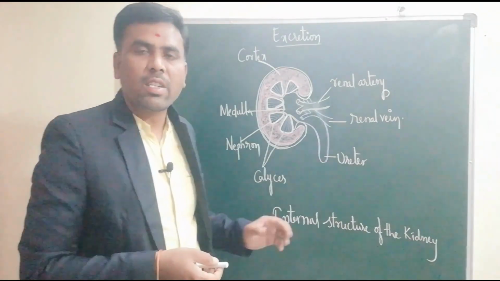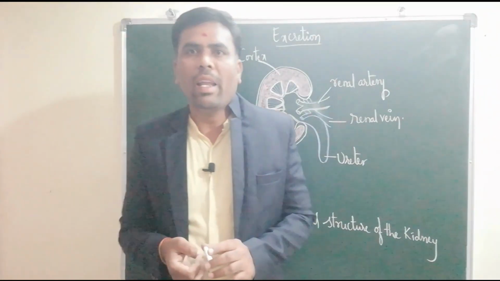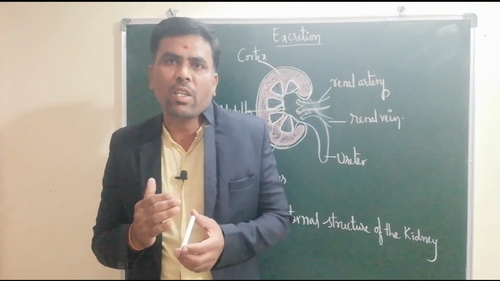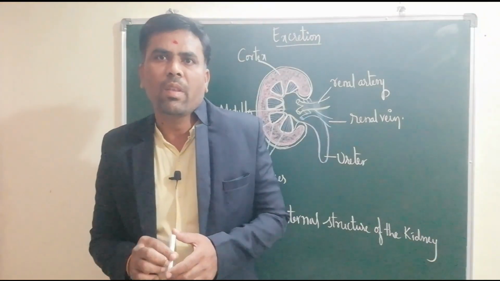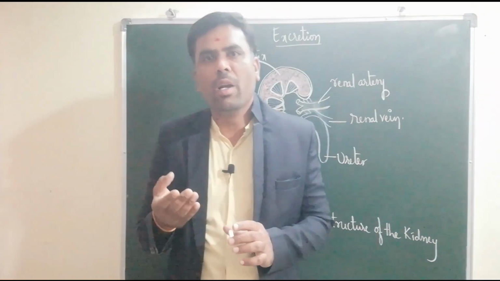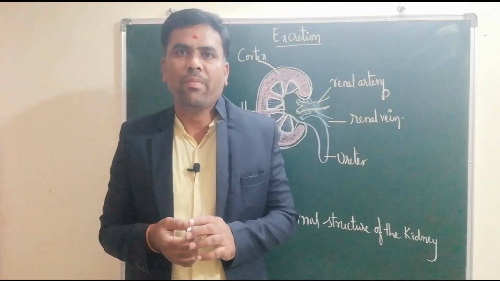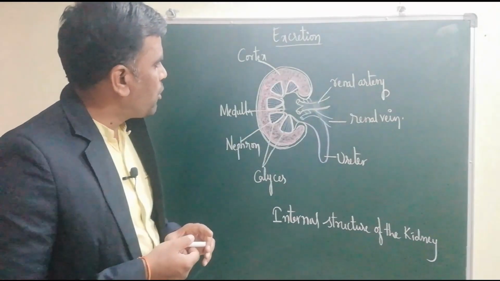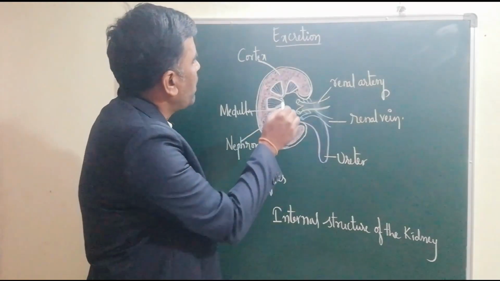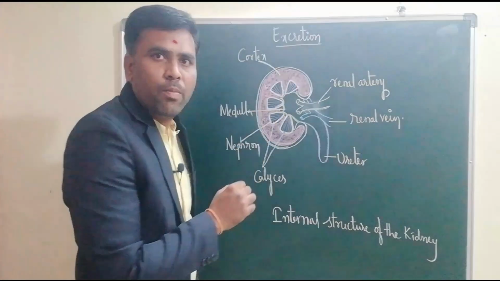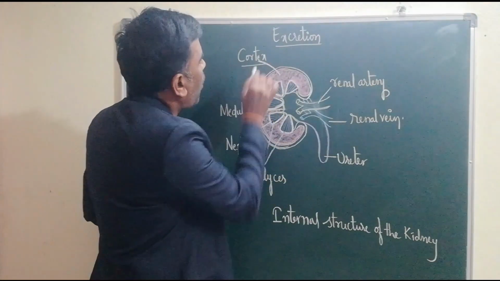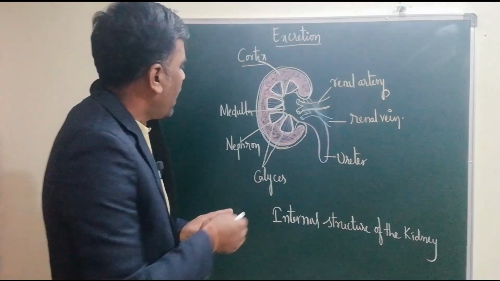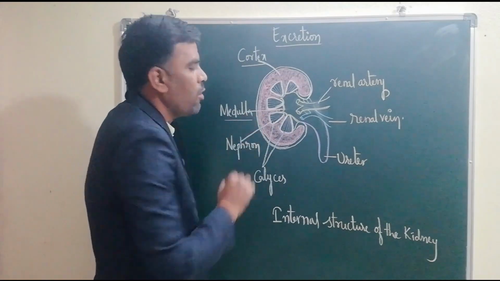To observe the internal structure of the kidney, first collect a fresh kidney from the butcher shop. Then wash it thoroughly. Then cut it with the help of a sharp blade in a longitudinal section. Then observe the internal structure of the kidney. It has two major regions. One is the dark colored zone, which is called the cortex, and the pale zone is the medulla.